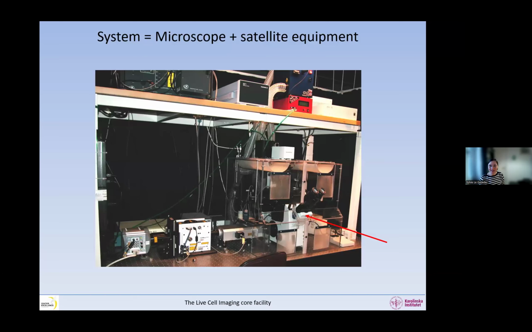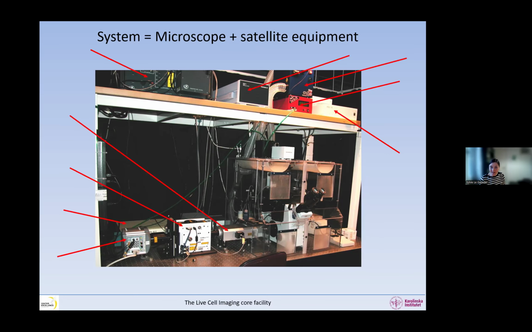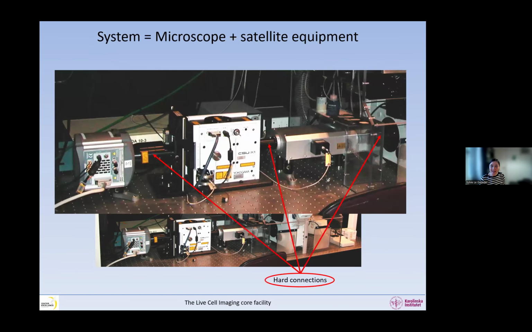I remind you that on a big system like this, we have the microscope body, and then we have all the satellite equipment. What we're interested in is identifying the equipment that is attached to the microscope body via hard connections, or between themselves via hard connections. So what can they be? They could be cameras, so it's one type of sensor. We could have cameras or detectors, so the sensors, or we could have scanners, or we could have a few more things. So let's have a look at that.